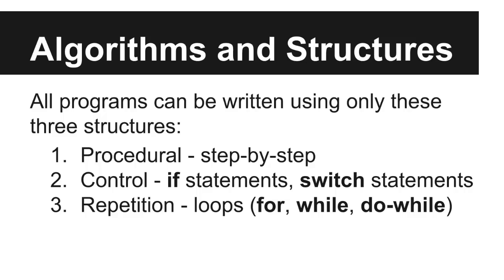We have the control structure, which is if statements and switch statements. And we've seen if statements just a little bit already, but we'll spend a lot more time with them here in a bit. Then we have the repetition structure, which we'll talk about after we're done with the first quiz, which is loops, things like while, do while, and for loops. And with these three structures, we can write any piece of software we want.